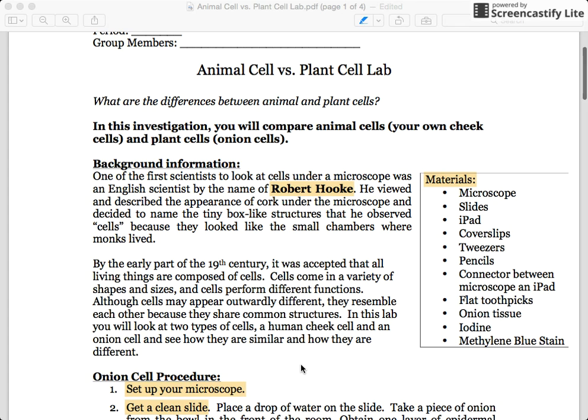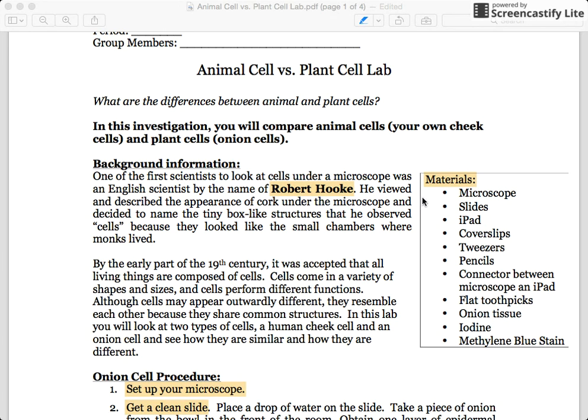By the early part of the 19th century, it was accepted that all living things are composed of cells. Cells come in a variety of shapes and sizes, and they perform different functions. Although cells may appear outwardly different, they resemble each other because they share common structures, some of these called organelles. In this lab, we will look at two types of cells, a human cheek cell and an onion cell, and see how they are similar and how they are different.